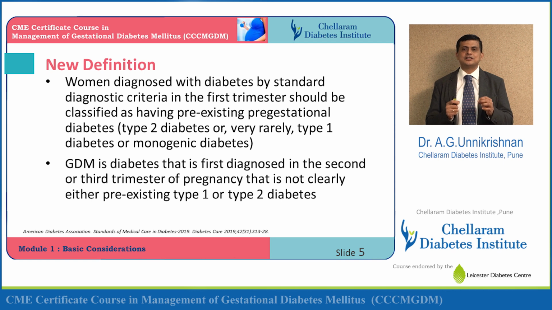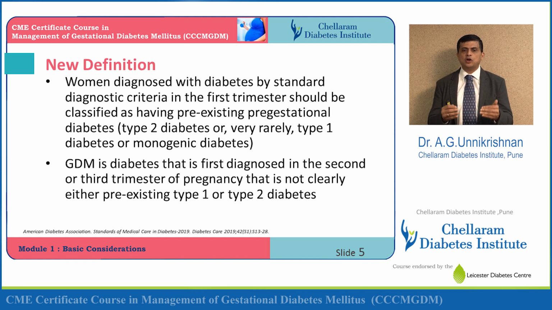So this slide shows us the new definition of gestational diabetes, and this is as per the American Diabetes Association's latest definition. In this definition, women who are diagnosed with diabetes by standard diagnostic criteria in the first trimester should be actually classified as having pre-existing pre-gestational diabetes. It could be type 2 or very rarely type 1 diabetes or monogenic diabetes.